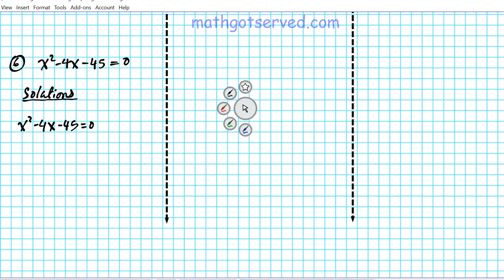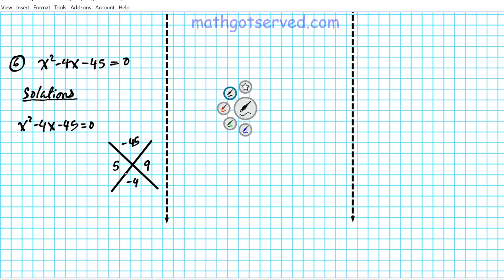We can clearly see that there's nothing that can be factored out, so we're just going to jump right into the x game. AC in this particular problem is negative 45 and B is negative 4. The two numbers that multiply to give you negative 45 and add to give you negative 4. 1 times 45 doesn't work. 3 times 15, that's 12 and 18, no. 4 doesn't go into 45. How about 5? 5 times 9, jackpot, that's what we want.